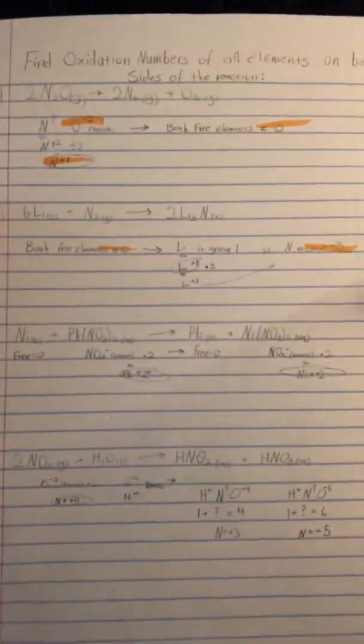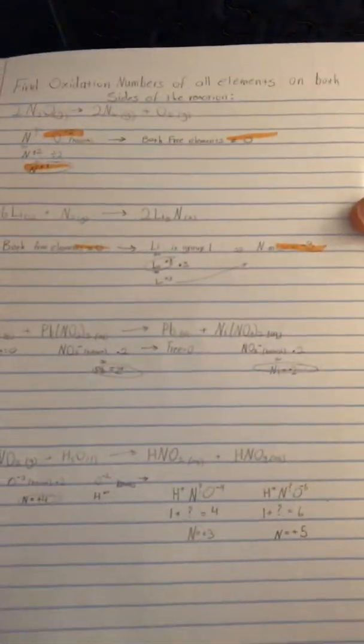And so for the third problem, we have nickel, which is a free element, so it equals 0. And it's combined with lead nitrate. We know that nitrates have a charge of -1, and there's 2 of them here. So that -1 multiplied by 2 makes lead have to have an oxidation number of +2.